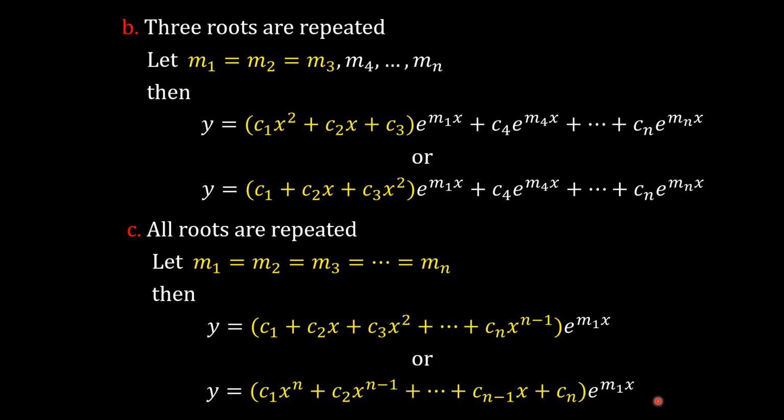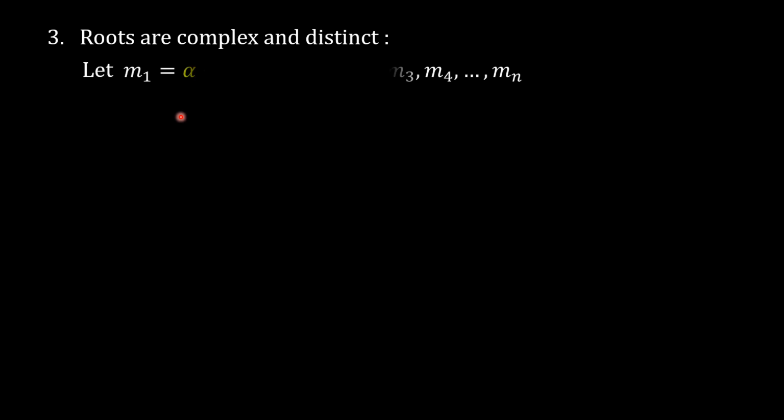Now we will see when the roots are complex and distinct. So let's go to the next case. Consider the case roots are complex and distinct, in that let m1 equal to alpha plus i beta, m2 equal to alpha minus i beta. As we know, complex roots always occur in pairs, and the remaining n minus 2 roots are real and distinct. To get the general solution corresponding to the complex roots, put the values of m1 and m2 into the first case, roots are real and distinct.